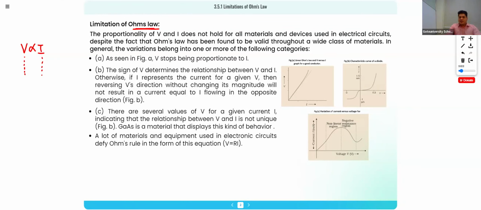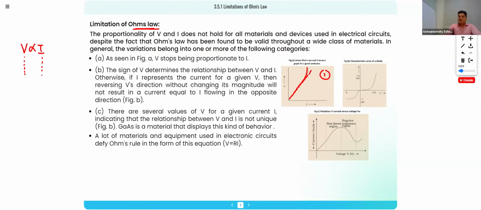See the first case, see here. It should be linear. It should go in a straight line. But see, it is taking a deviation. Why? Because voltage and current are not directly proportional.